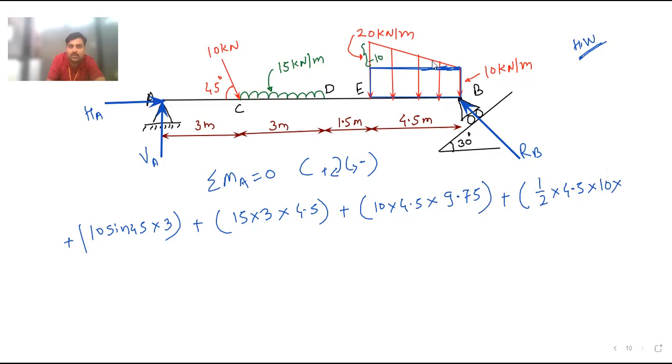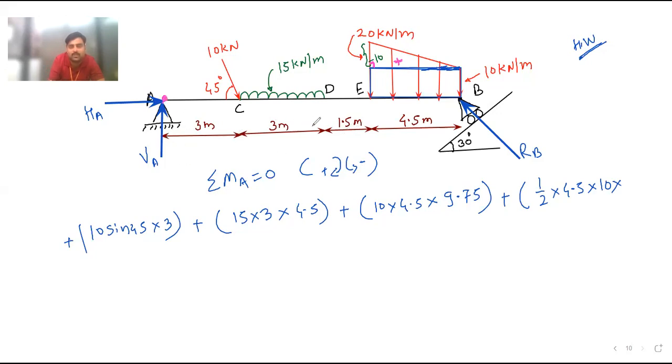Now you can see over here, this angle is 90 degree. So its centroid will be somewhere here, B by 3 from this end. So B by 3 means 4.5 by 3. How much is it? 1.5. Okay, 1.5 plus, and now we have to take the moment from point A.